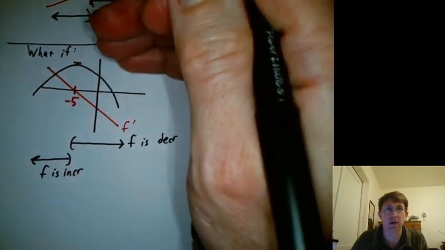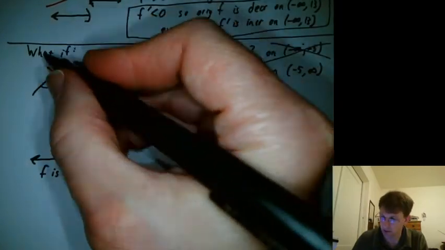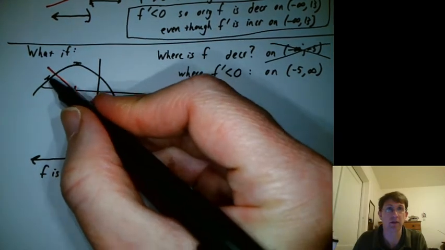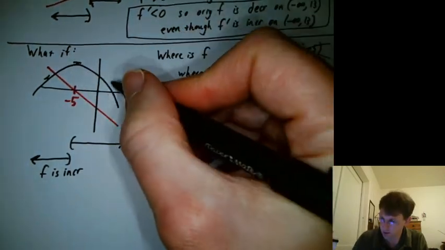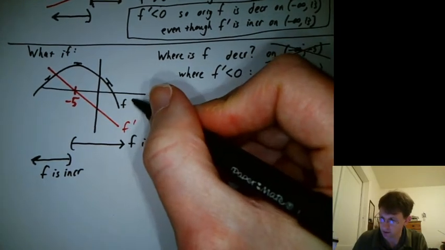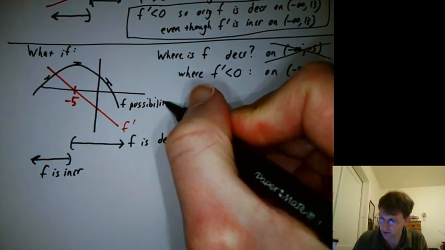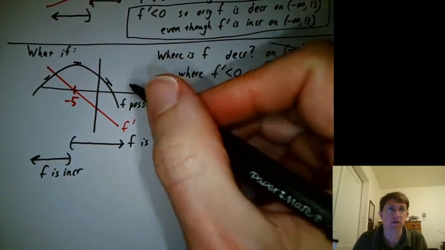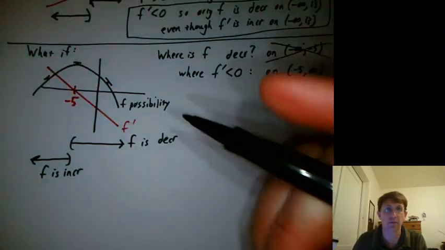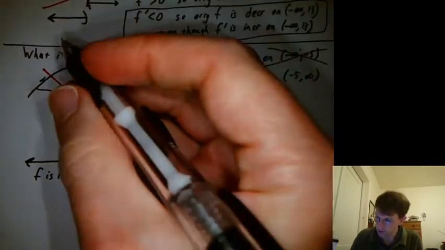Could the whole thing have been higher? Sure, that wouldn't affect the derivative, that wouldn't affect the slope of the tangent line at each point. So we're saying here the tangent lines have positive slope because f prime is positive. Over here they have negative slope because f prime is negative. And this is an f possibility. Other original functions would be the same parabola but higher or lower. Here's a question some people get interested in. What's happening right here?